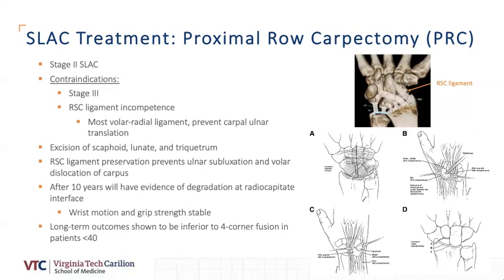So this surgery is one of the more common ones that is done. However, it has been found that after 10 years, some patients will have evidence of degradation of the radiocapitate interface. However, their wrist motion and grip strength is still preserved. And then long-term outcomes of the PRC have been shown to be inferior to four-corner fusion, which we'll talk about next, in patients less than 40. And again, that kind of goes in line with the fact that they start to see these arthritic changes after 10 years.